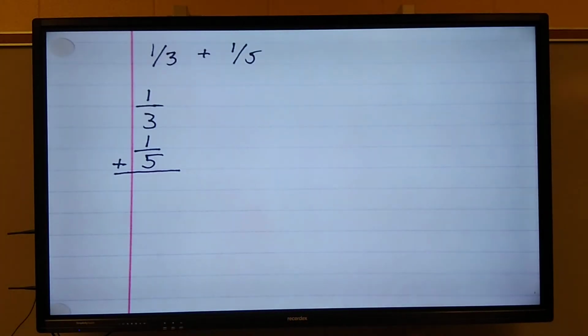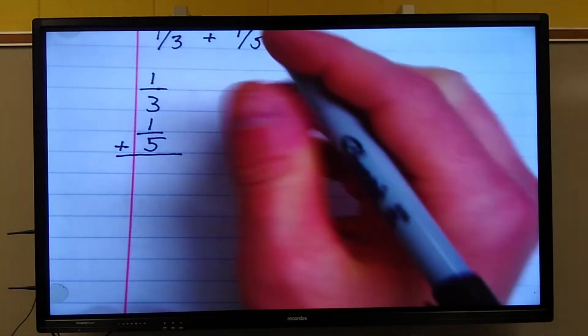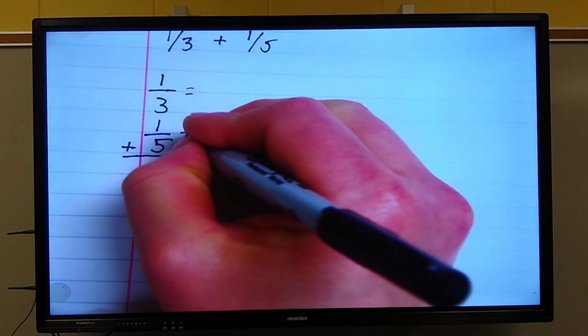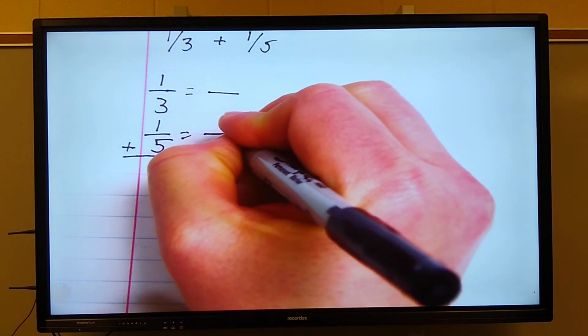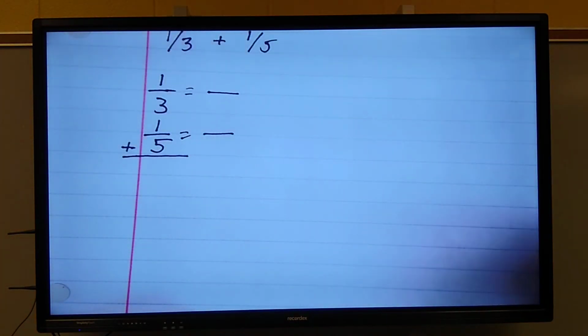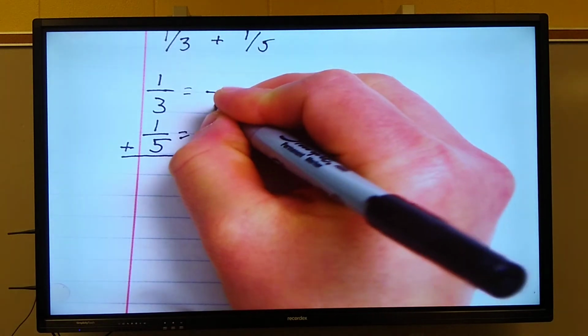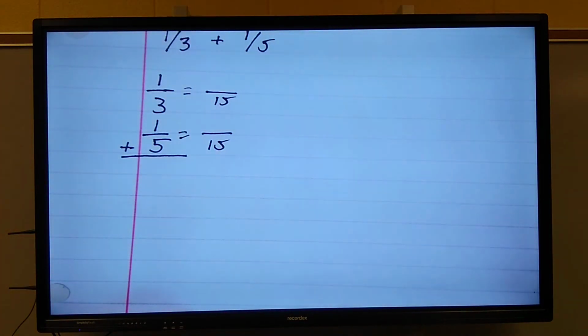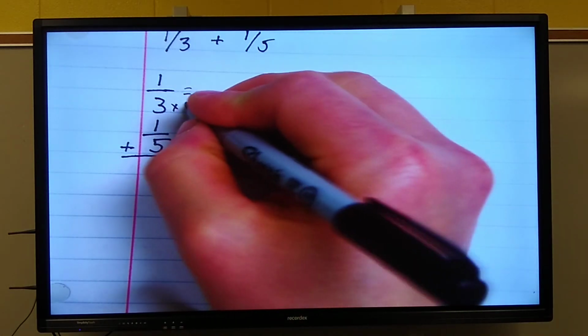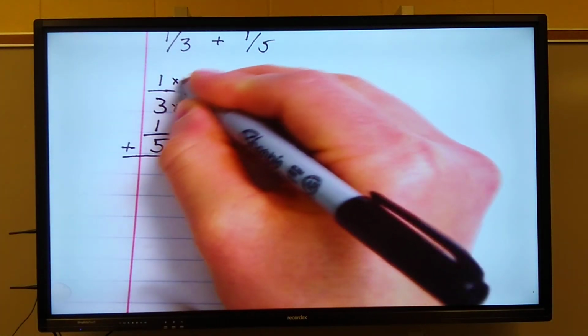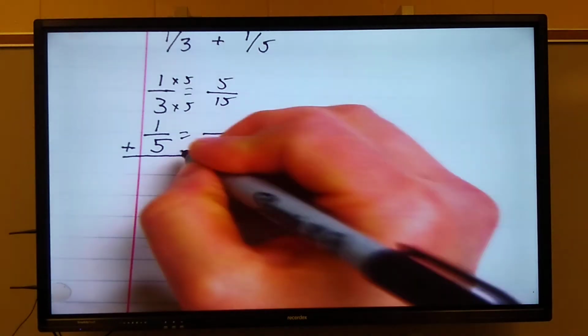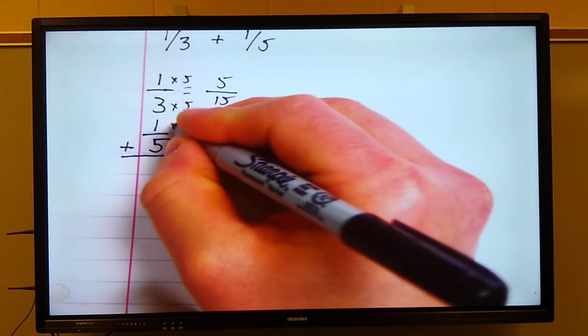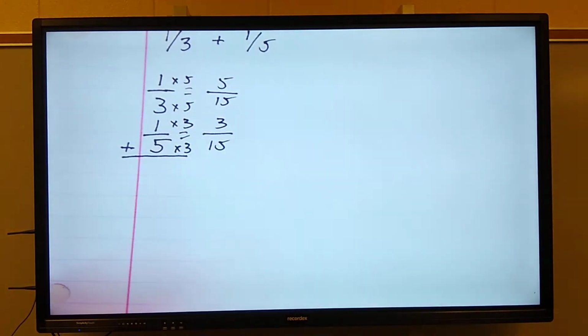All right. Let's see how good you did. Step number 1, find the least common denominator. In this case, 15. Step number 2, find the new numerators. 3 times 5 is 15. 1 times 5 is 5. 5 times 3 is 15. 1 times 3 is 3.